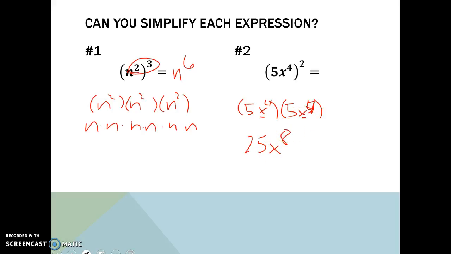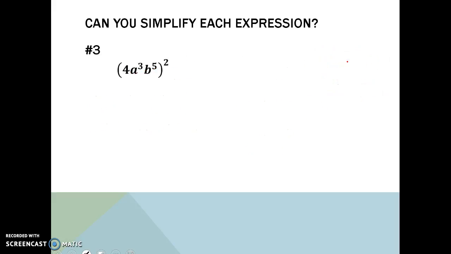And so I can also think about it as 5 squared. Well, that's 25. X to the 4th squared, I take a power to a power, I multiply those together, that's x to the 8th. So my final answer is 25x to the 8th. Let's take a look at number 3 here.